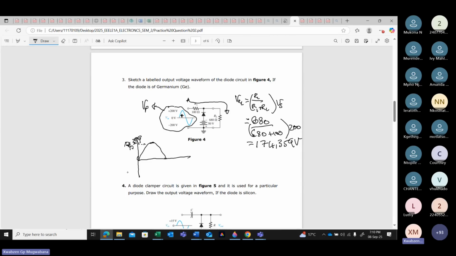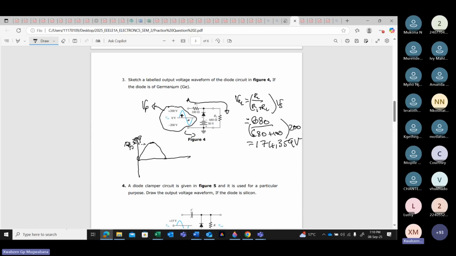Now the positive cycle completes. When the positive cycle completes, we are looking at the negative cycle, which means we are looking at current in that direction. When we are looking at current in that direction, the negative cycle is going to force this diode into forward bias. Are we together? Forward bias, which is happening during the negative cycle.